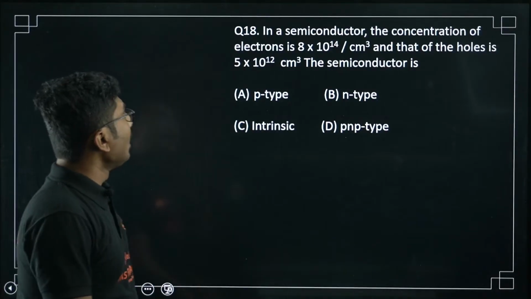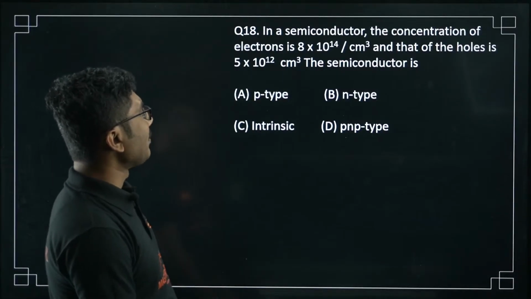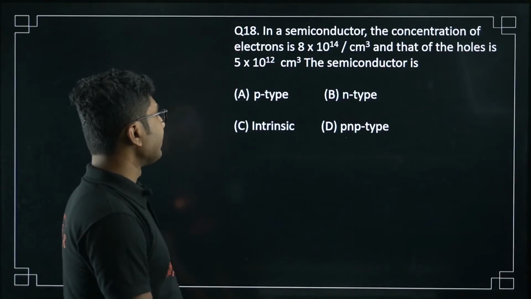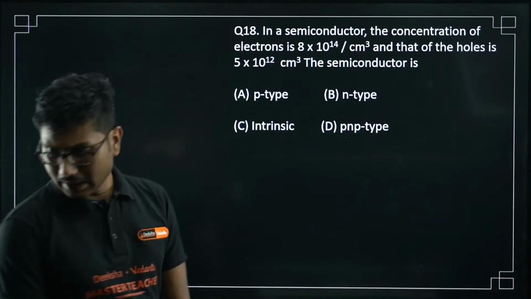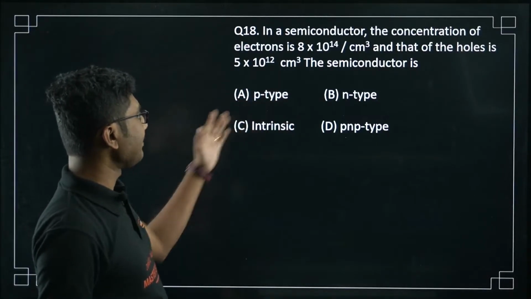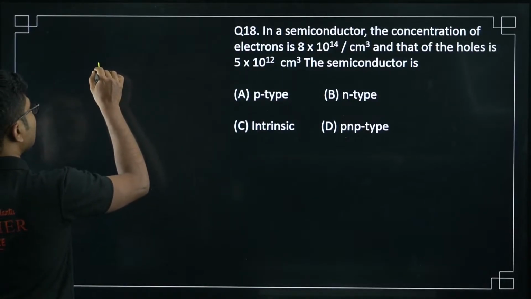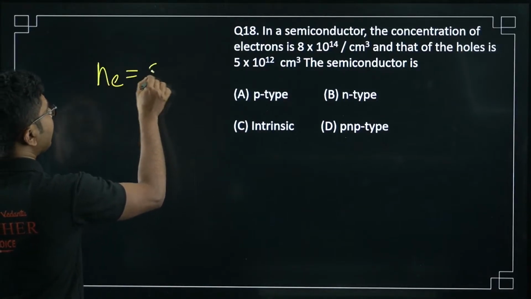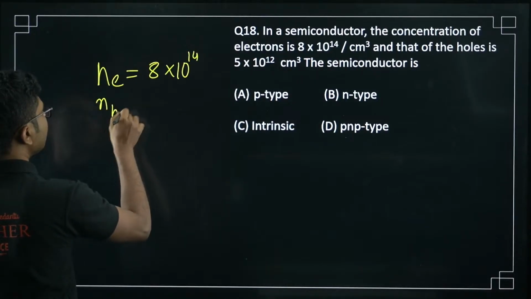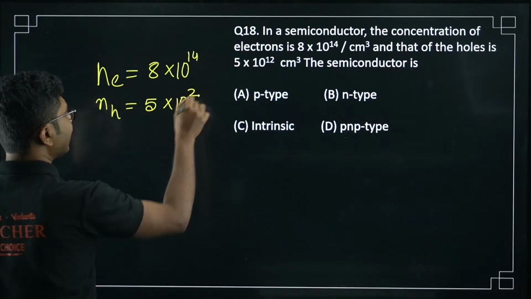Next, in a semiconductor, the concentration of electron is 8 into 10 to the power of 14 centimeter cube, and that of the hole is 5 into 10 to the power of 12 centimeter cube. The semiconductor is p-type, n-type, intrinsic, PNP type? So what is the concentration of electrons? Concentration of electrons is 8 into 10 to the power of 14. Concentration of holes is 5 into 10 to the power of 12. So definitely it's not an intrinsic semiconductor.